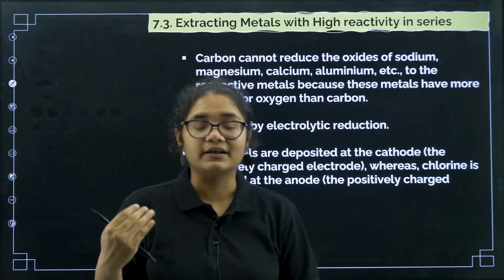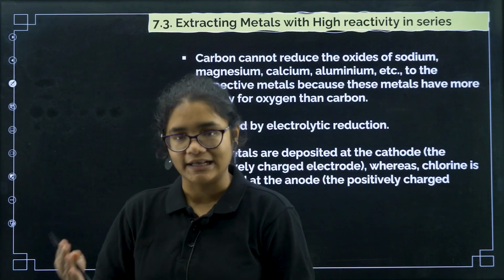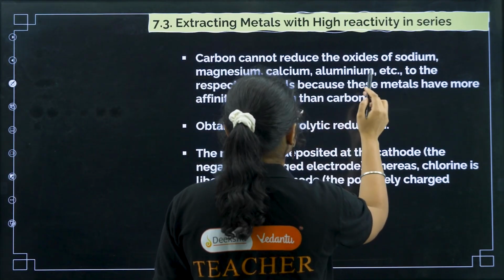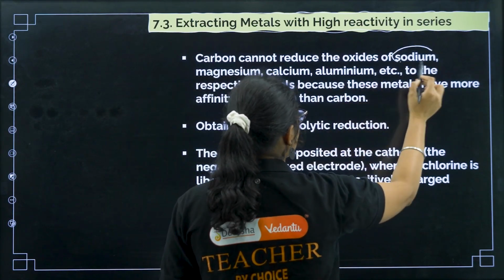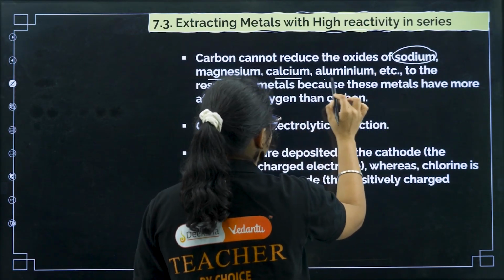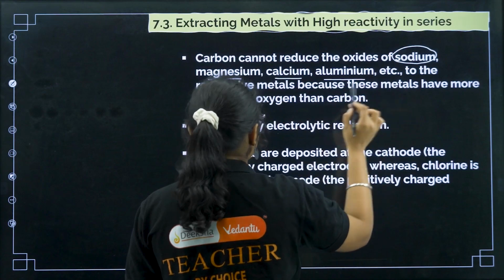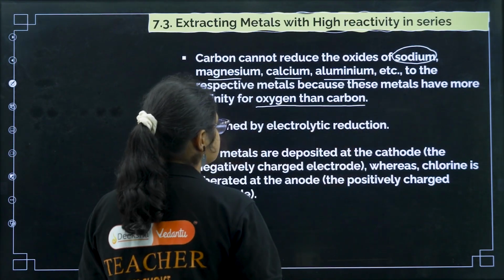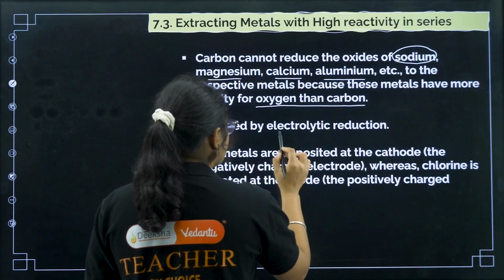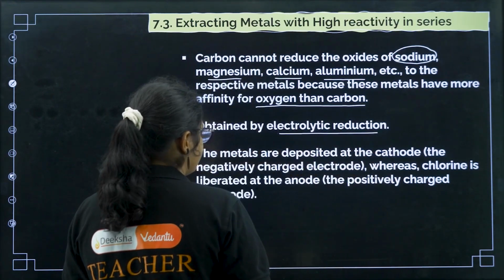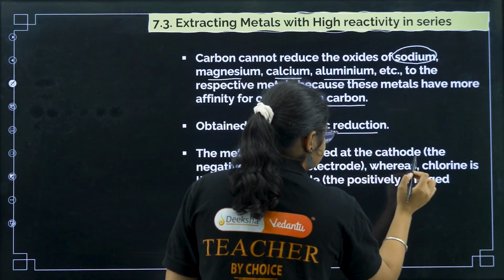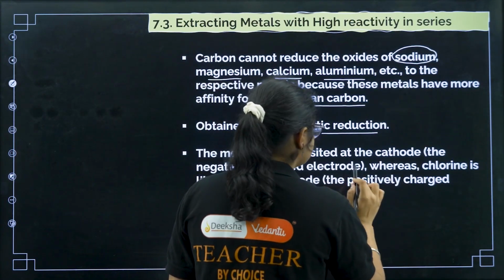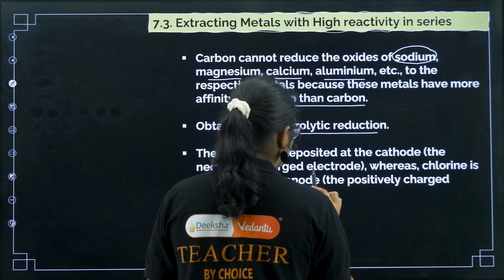Next we are getting to high reactivity. So I told you, for high reactivity metals, what is the process? Electrolysis. Here carbon cannot reduce the oxides of sodium, magnesium, calcium or aluminium, which are high reactivity metals, to the respective metals, because these metals have more affinity towards oxygen than carbon. So how do we obtain them? We obtain them by electrolytic reduction.